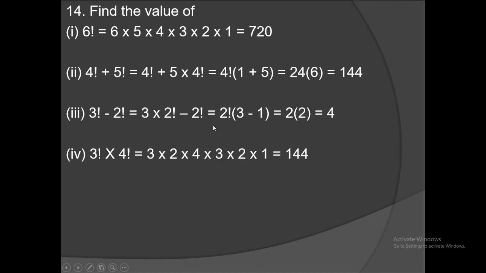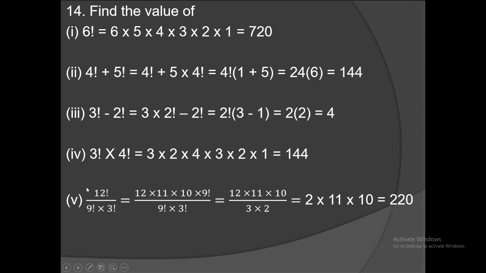Okay, now sum number 4. 3 factorial into 4 factorial. For multiplication, we cannot do it like we did previously in addition and subtraction. You have to multiply separately. So 3 factorial can be written as 3 into 2 into 1, so I didn't write it. 4 factorial is 4 into 3 into 2 into 1. So multiplying all the terms, you get the answer 144.